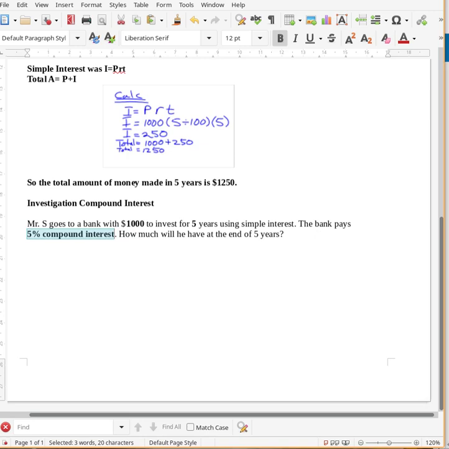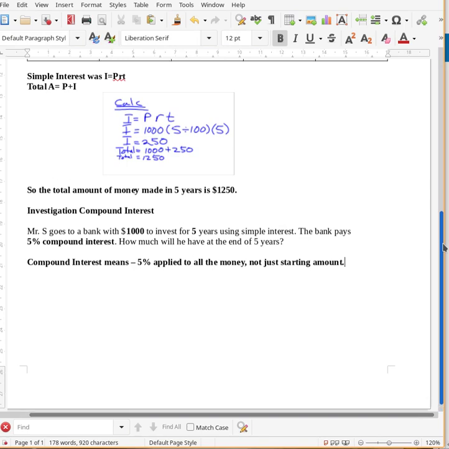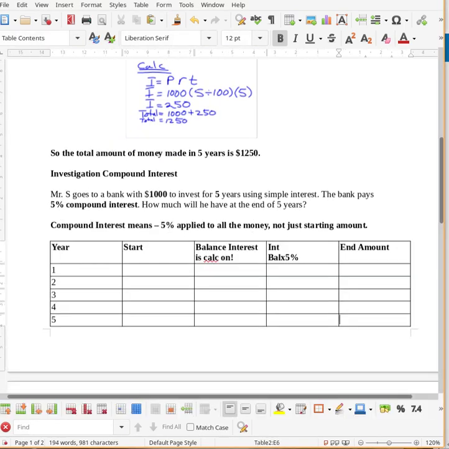Well, let me talk to you about how this works. In this case, compound interest means that 5% is applied to all the money, not just the starting amount. Okay? So now, just like last time, we start with $1,000, right? The balance that we calculate our interest on is the money we start with at the beginning of the year. So we're going to put in $1,000.